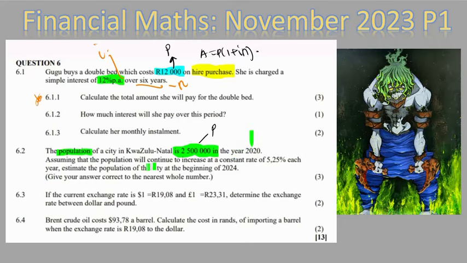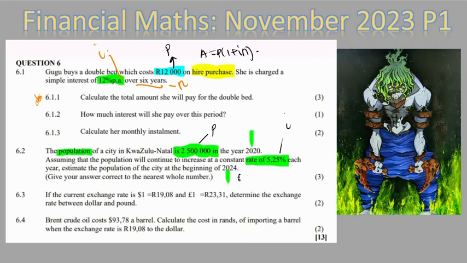Assuming that the population will continue to increase at a constant rate of 5.25%. What is that now? That is our I. Right? Let's move on. Each year, the constant rate of 5.25. Estimate the population of the city at the beginning of 2024. First it was 2020, now it's 2024. We are moving forward, so which means really this was the principal amount. Now calculate for this year, right? So we are moving from this to this, which gives us our N.